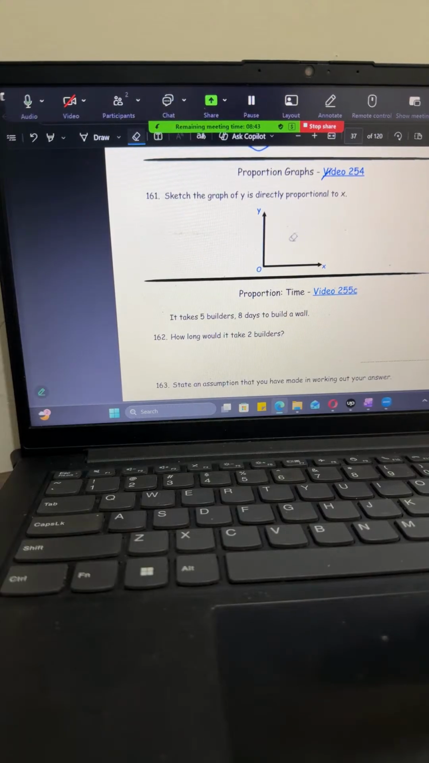Okay, sketch the graph. So the graph of directly proportional is like when you are increasing the number of x, y is also increasing, right? So it will be something like this. When x is increasing, y is also increasing.